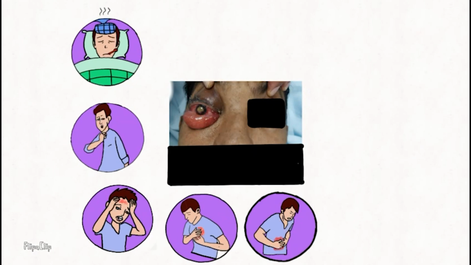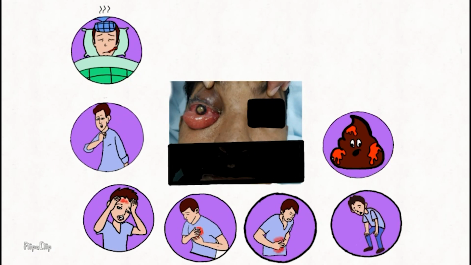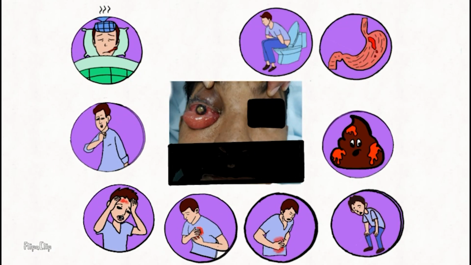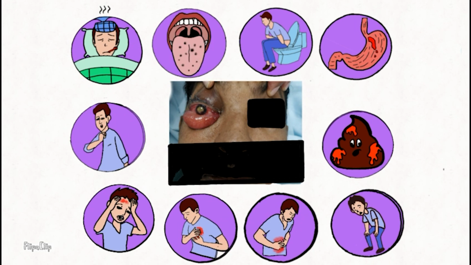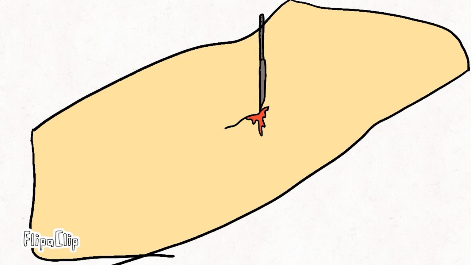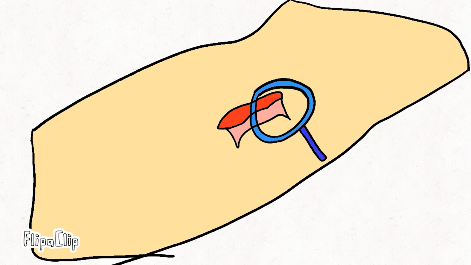Fever, cough, headache, chest pain, stomach ache, shortness of breath, bloody stool, GI bleed, diarrhea, and black lesions in the nose and the mouth are all symptoms of mucormycosis. A prominent feature of mucormycosis is its angioinvasive nature.